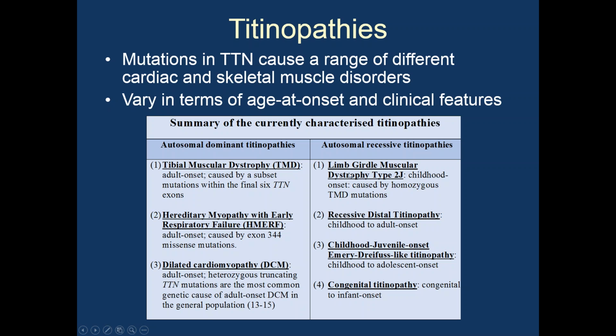In terms of the recessive conditions, we talked about limb-girdle muscular dystrophy, so 2J, so homozygous inheritance of 2 tibial muscular dystrophy mutations, a bit of a tricky subset.